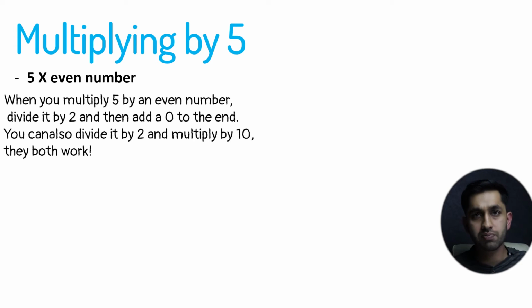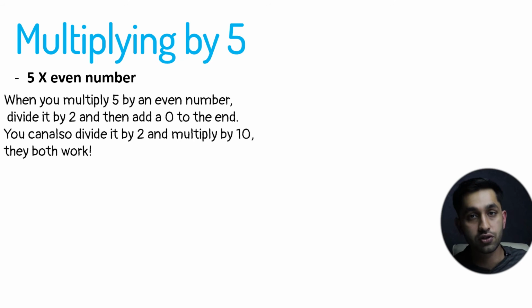Okay, so let's take a look at multiplying by 5. Now, what do we actually do when we multiply an even number with 5? The first step is to divide by 2. So divide the even number by 2. Once you've done that, then just simply add a 0 on the end. It's that simple. So let's take a look at an example.